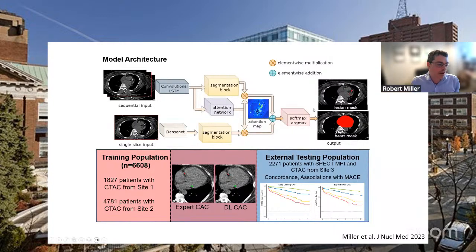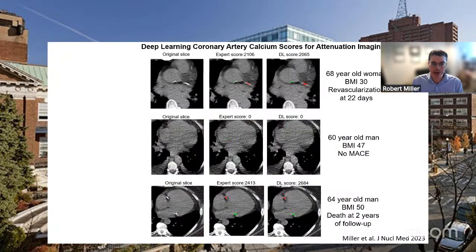For this paper, there were 6,000 patients used in the training population, and then external testing in a separate population. They were scored both by an expert interpreter as well as a deep learning model. So yes, some poor person did have to score 9,000-something CTAC scans for a calcium score, and then a deep learning model did it in 1 second per case. These are just examples from the study.